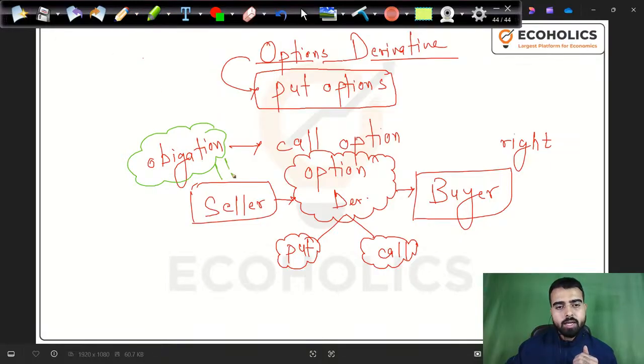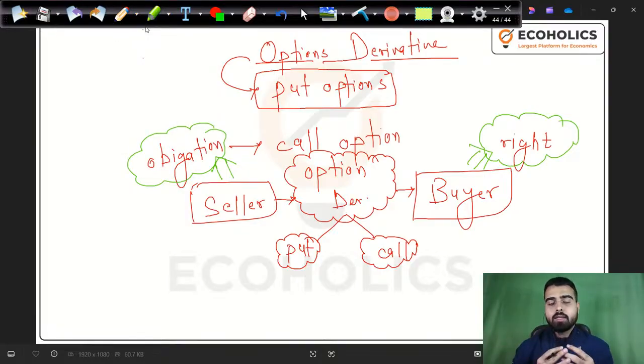Now see, the seller has an obligation and the buyer has a right. Okay, this is what it means. Now what does it mean? Let us understand it by taking a personal example. I am a seller of an option derivative. I am selling a put option. What does put mean? Put means sell.